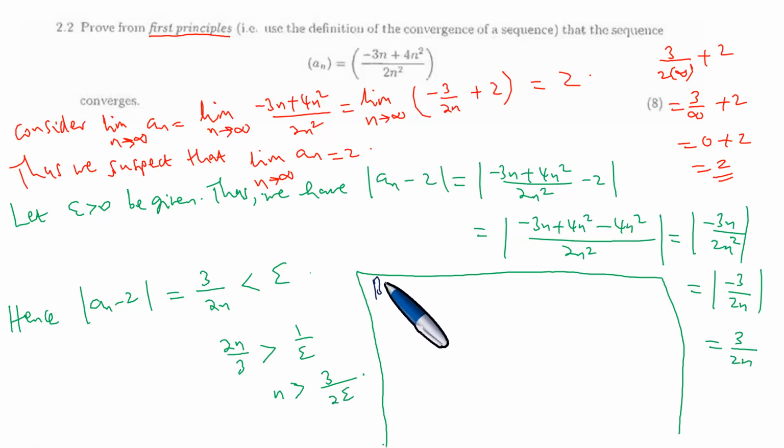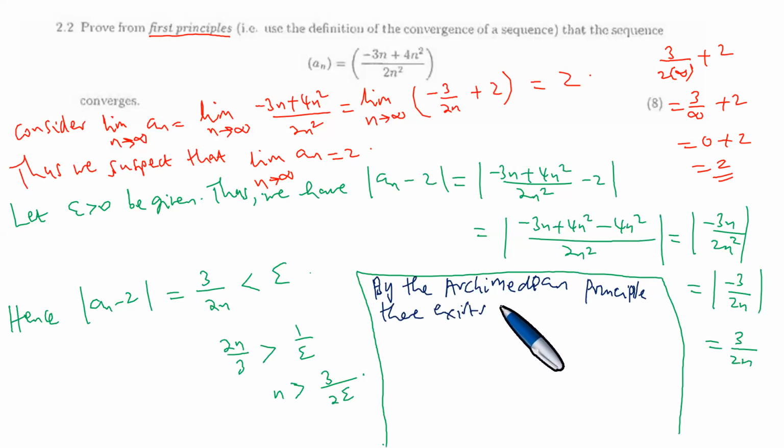By the Archimedean principle, there exists n in the naturals with, now by the Archimedean postulate, if n is bigger than a real number, then there exists a natural number capital N in the natural numbers with capital N strictly larger than 3 over 2 epsilon.